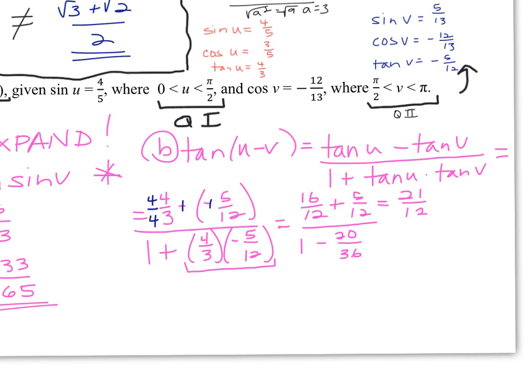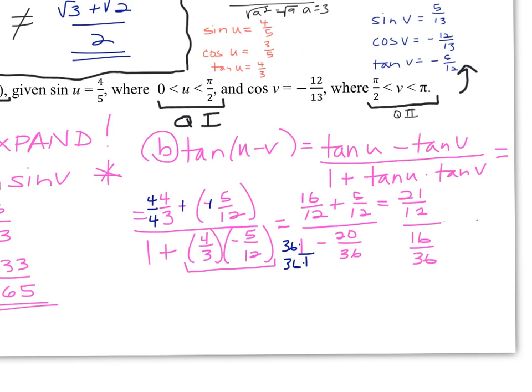Well, in order to subtract these, again, we need that common denominator. 1 is the same as 1 over 1. So if I just multiply 36 on top and 36 on bottom, we would get our common denominator. So if we just do 36 minus 20, that would give us 16 over 36. I guess I didn't need my fraction bar so big.